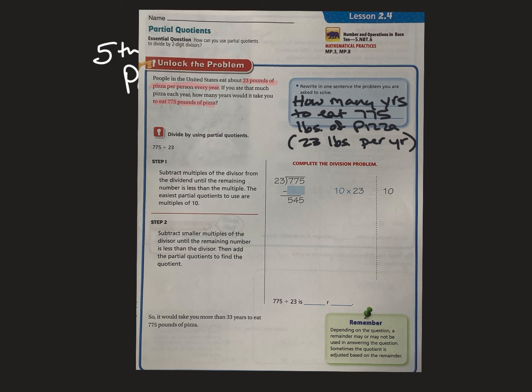So partial quotients is a way you can get around and do things in your head sometimes. Subtract multiples of the divisor from the dividend until the remaining number is less than the multiple. The easiest partial quotients to use are multiples of 10, because everything times 10 just puts a 0 on the end. So that's what we're going to do here. We have 775 divided by 23. 23 is our divisor. If we do 10 23s, that's 23 times 10 is 230.